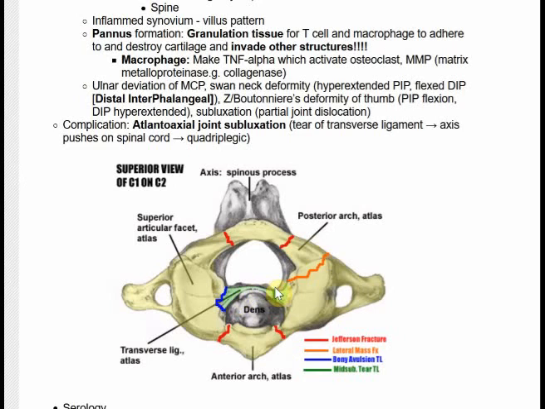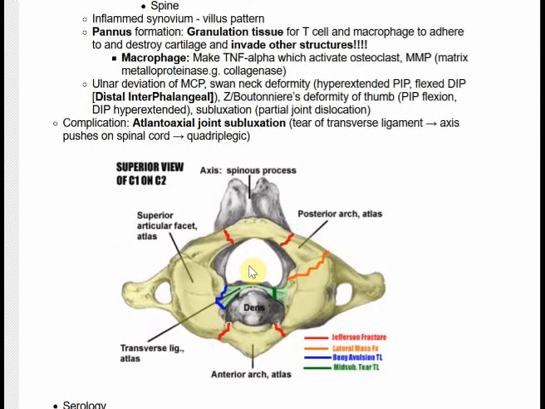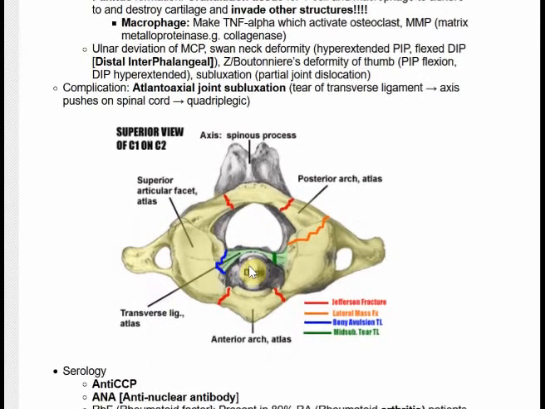So with inflammatory arthritis, you have pannus formation, macrophages, activating the collagenase, destroying the transverse ligament. What will happen? This will obviously break down. And what will happen to this? Well, you have impingement of the spinal cord, and that is bad. You can have quadriplegia. Yeah, so that's bad. So how can you diagnose it?